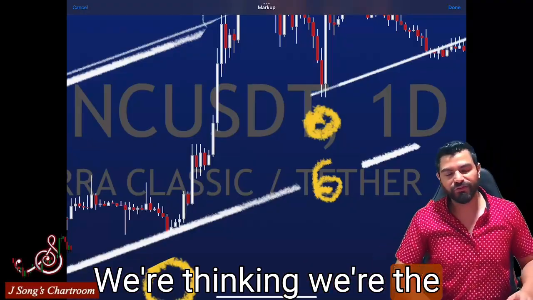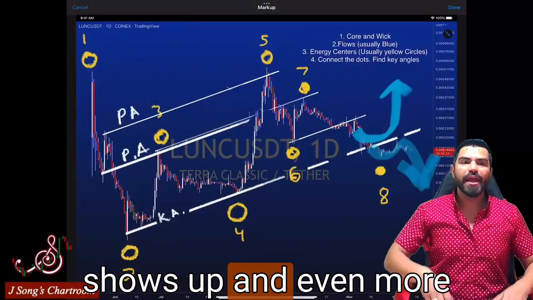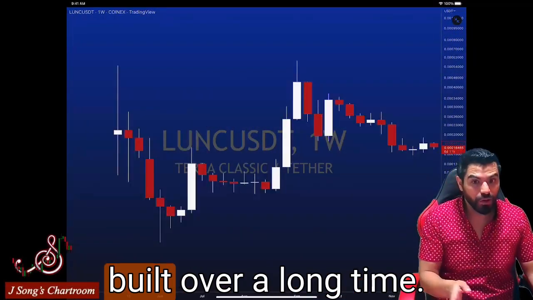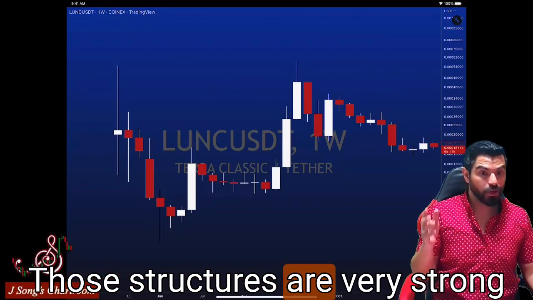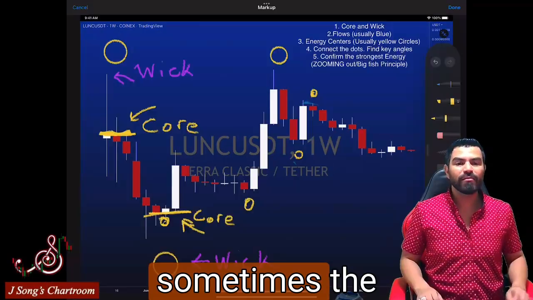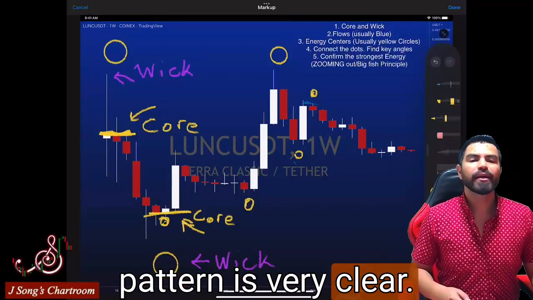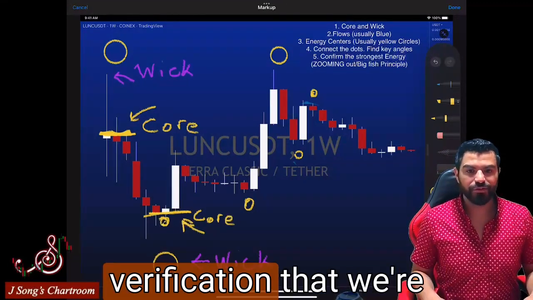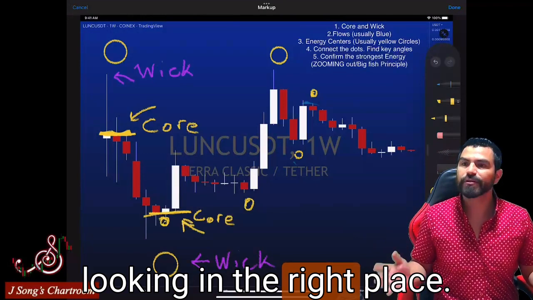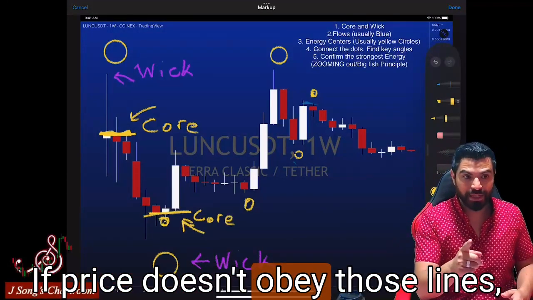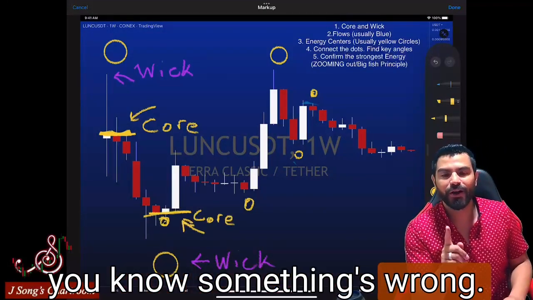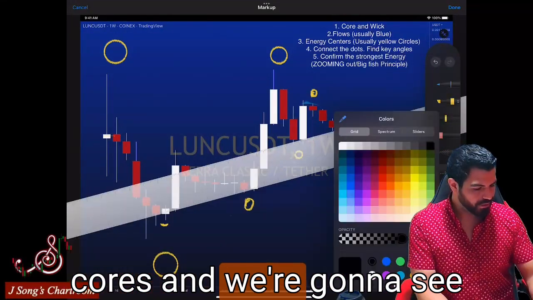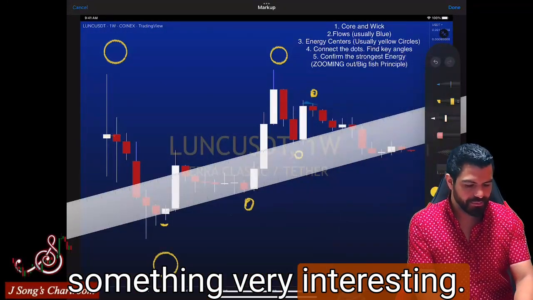We're thinking we're the big fish. The weekly chart shows up and even more secrets are being revealed. Sometimes structures are built over a long time. Those structures are very strong. Sometimes the pattern is very clear. We have to draw them, especially if we can find verification that we're looking in the right place. If price doesn't obey those lines, you know something's wrong. Let's draw the angle that we did before, connecting these cores, and we're going to see something very interesting happen.